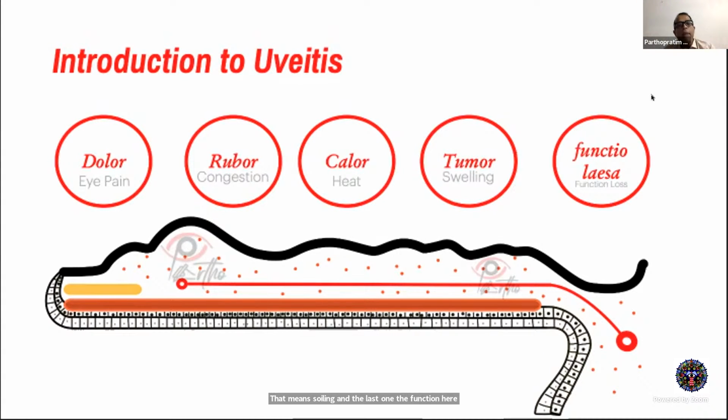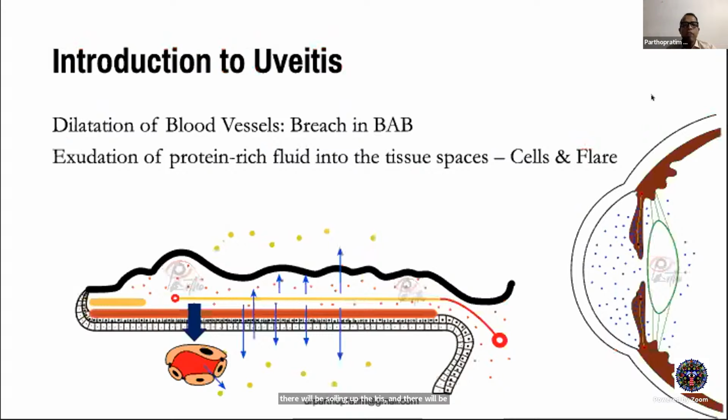Now, all these 5 can be seen in a case of iritis. The patient will have eye pain, the patient will develop congestion, there will be increased generation of heat from the warm iris tissue, and there will be swelling of the iris, and there will be loss of movement and restriction of the iris tissue.